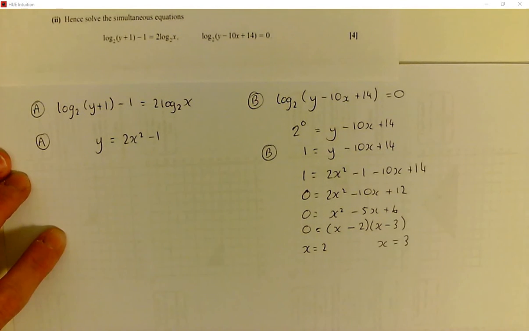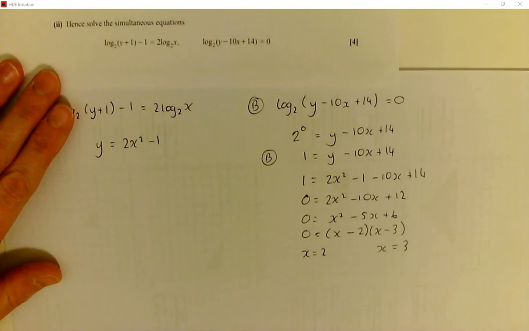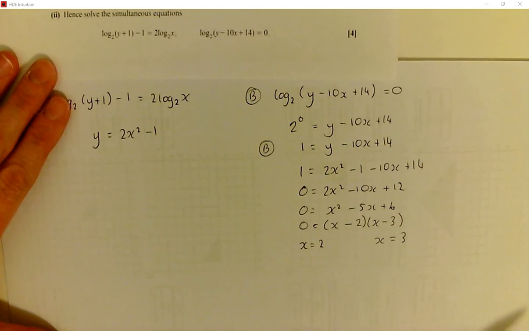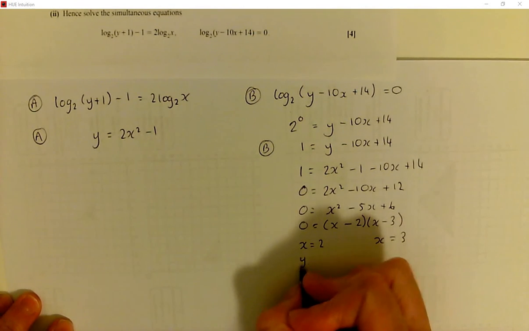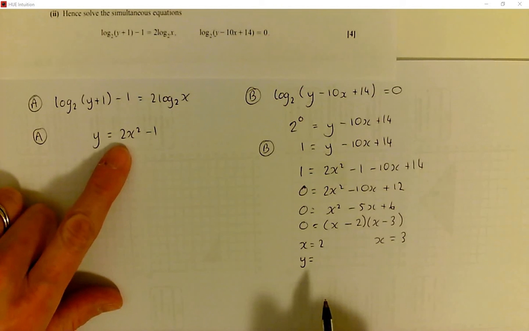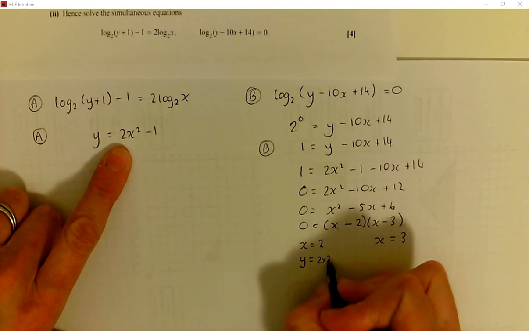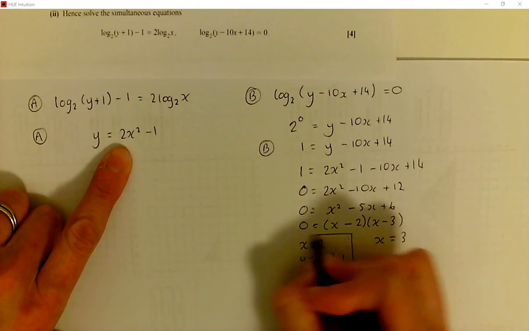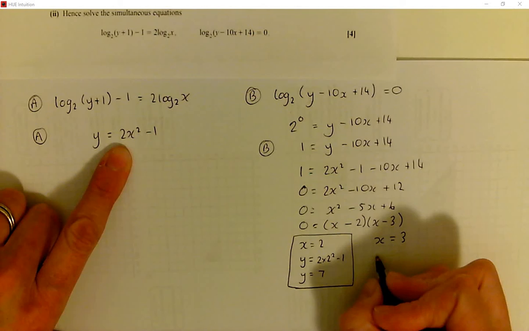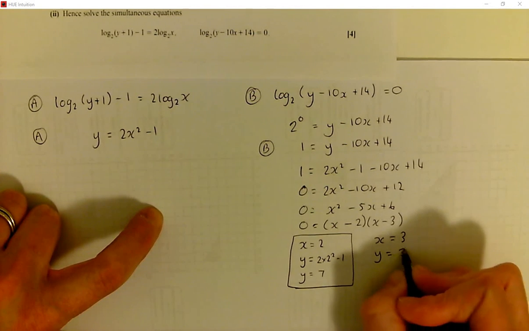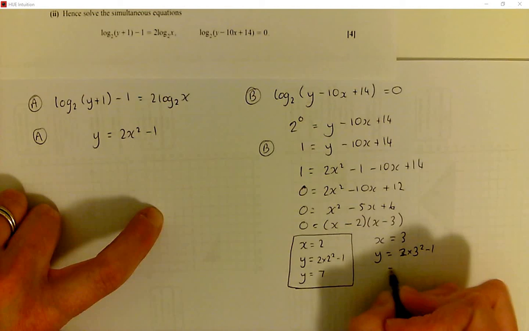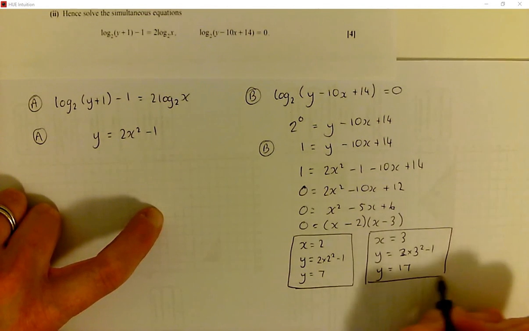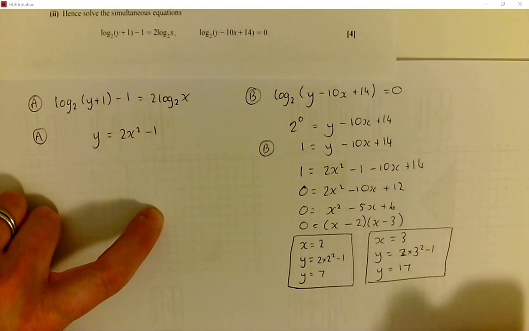Okay, so those are our two x values. I'm going to just recheck the question. Hence, solve the simultaneous equations, so that means we need both y and x. So in this case, using equation A, y is equal to 2 times 2 squared minus 1, so that turns out to be 7. So that's one set of solutions. Or y is 2 times 3 squared minus 1, which turns out to be 17. And I've made it very clear that these solutions pair up.